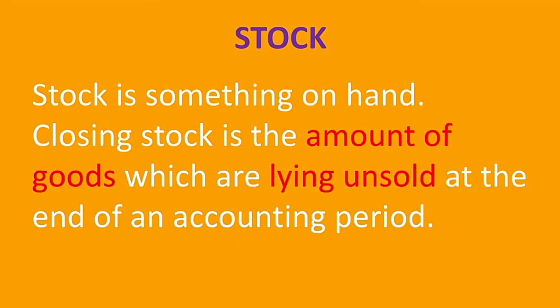Now the fourth one is stock. Stock means something on hand. Closing stock means stock of goods on hand at the end of an accounting period. That is, stock of unsold goods at the end of an accounting period are called closing stock. In a manufacturing company, closing stock includes raw materials, semi-finished goods and finished goods. But for a trading concern, the closing stocks are also in the form of finished products. And the closing stock of one period is the opening stock of next period.